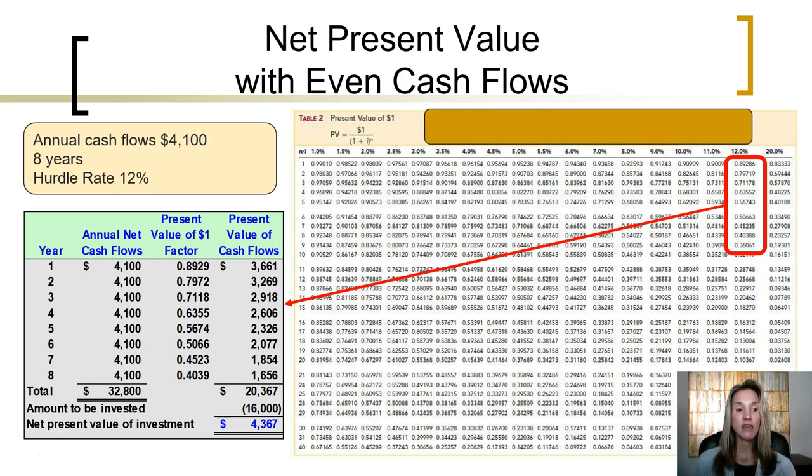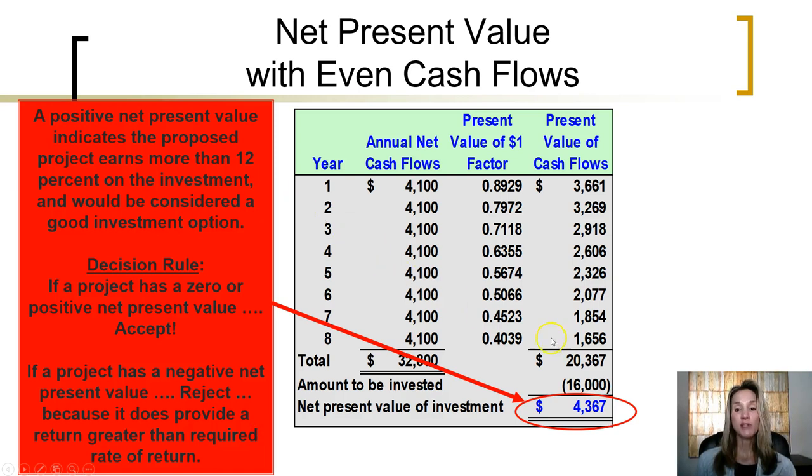I'm going to take the amount to be invested, compare it to the future cash flows. Future cash flows minus the amount invested, net present value of the investment, $4,367. A positive net present value indicates that the proposed project earns more than the 12% on the investment, and it would be considered a good investment option. In other words, the future cash flows' present value return is greater than the company's required rate of return.